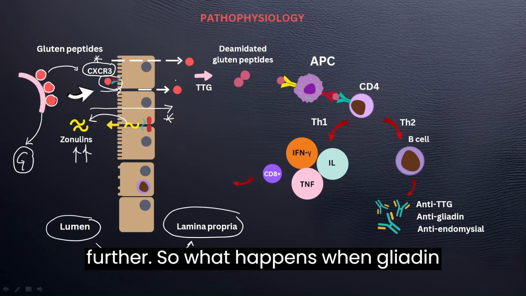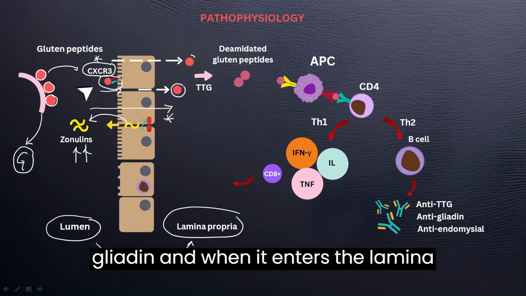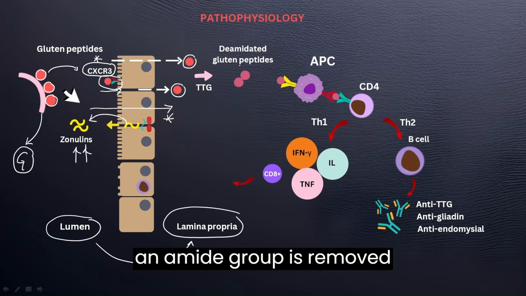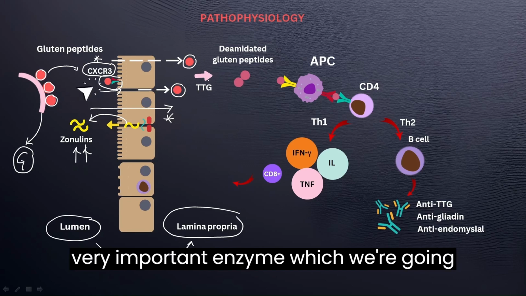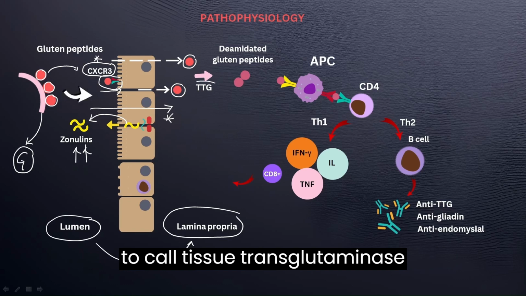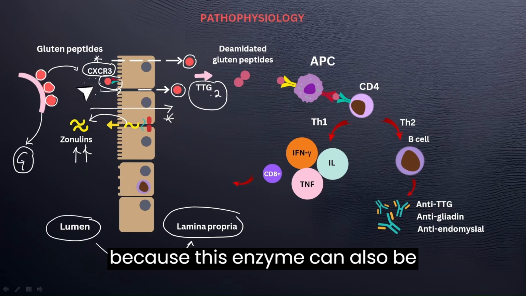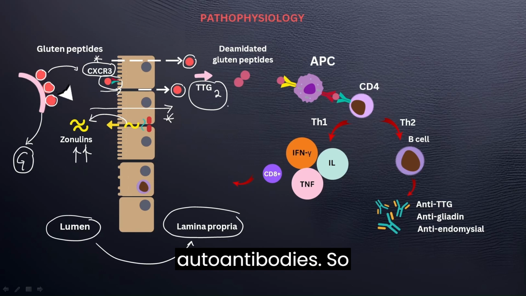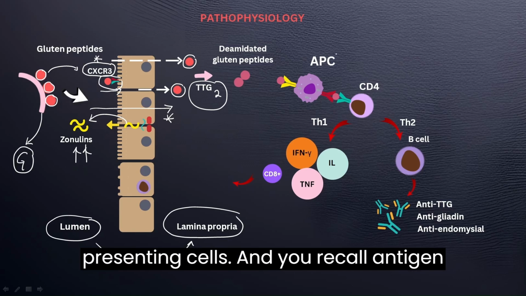Well, further, so what happens when gliadin enters the lamina propria? This is gliadin, and when it enters the lamina propria, it is actually deamidated. An amide group is removed from the gliadin with the help of a very important enzyme, which we're going to call tissue transglutaminase 2. So this is very important because this enzyme can also be targeted in celiac disease by autoantibodies.